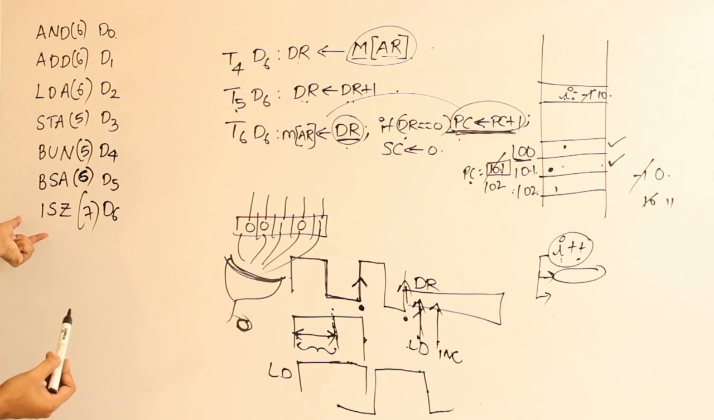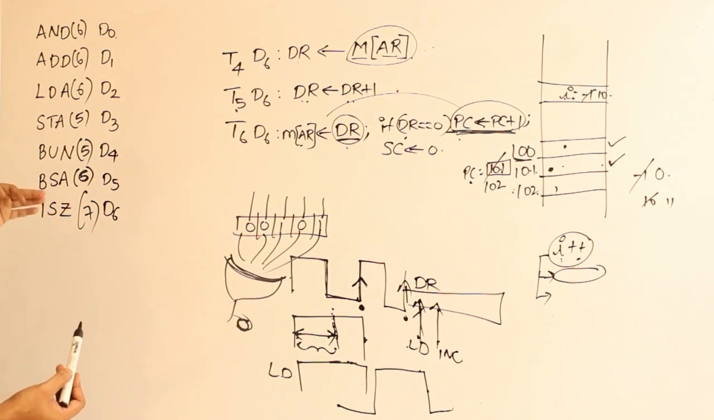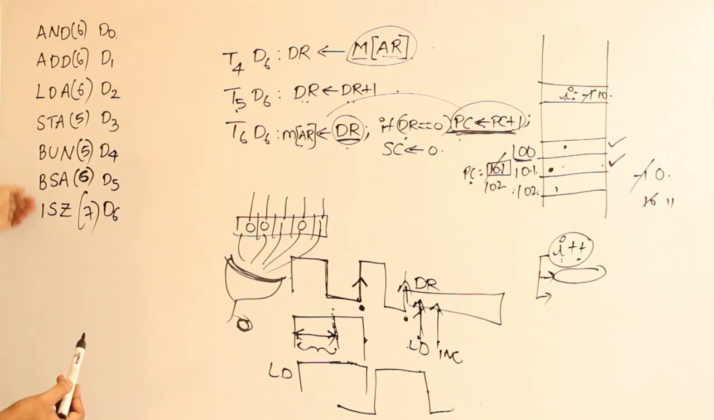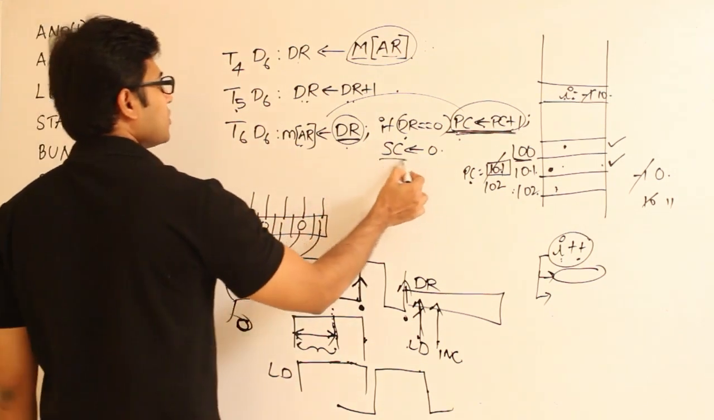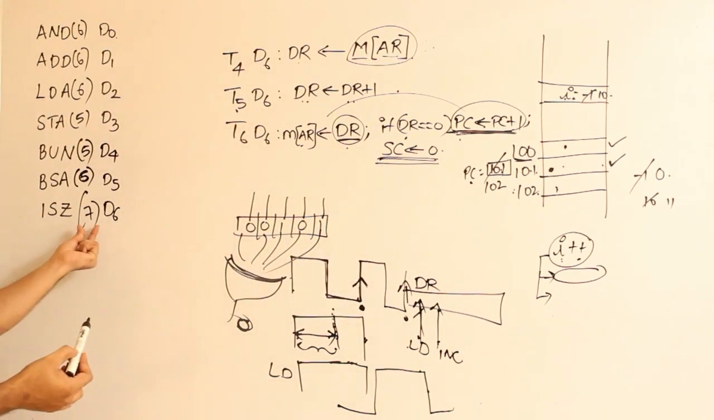So the memory related instructions are taking different times. Some are taking 5 clocks, 6 and 7. We need not worry about it, because at the end of every instruction we are again setting SC to 0.